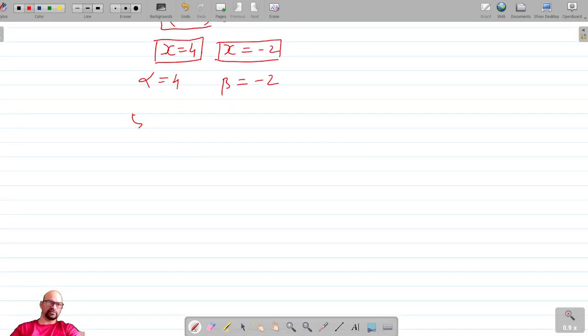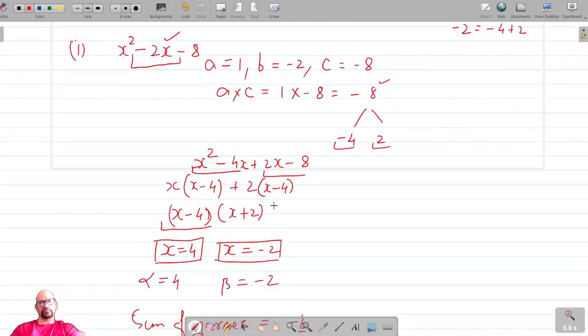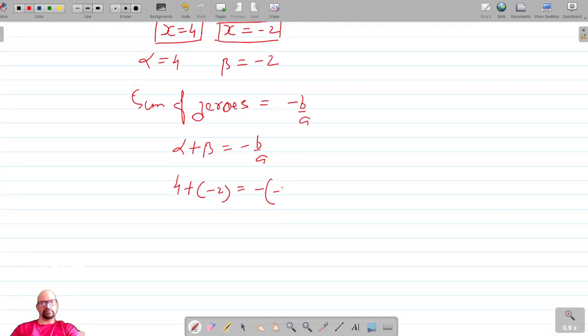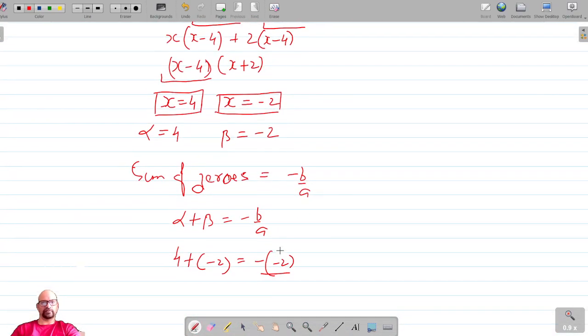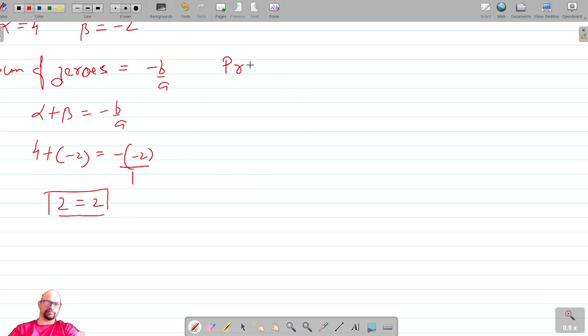Now let's verify the relationship, which is that the sum of zeros should be equal to -b by a. The sum of the zeros, that is alpha plus beta, is -b by a. Alpha is 4 plus -2, which is equal to the negative of -2 by a, which is 1. So 4 minus 2 is 2, which is equal to 2. The relationship is verified here.